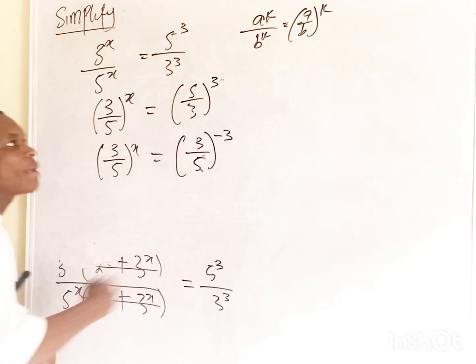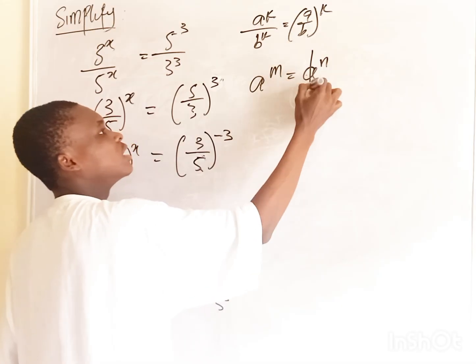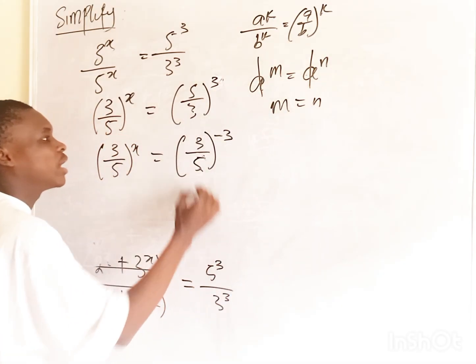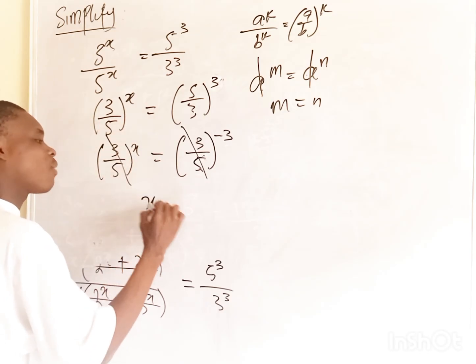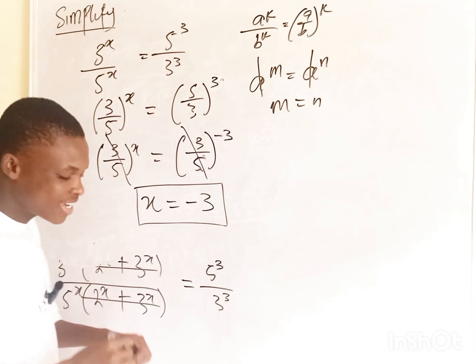All right, so what happened? From the exponential law of indices, we have a to power m equals a to power n. Equal bases mean equal what? Exponents. So m equals n. So clearly what happened here? The bases can cancel out and our x equals negative 3. And this is the right answer.